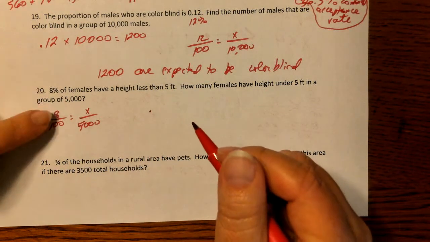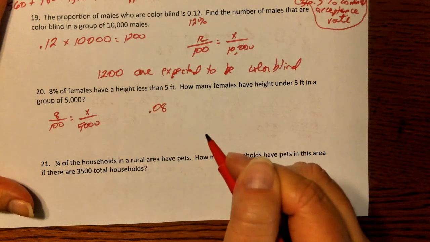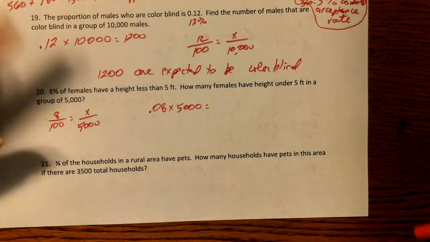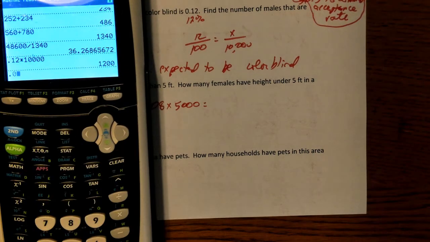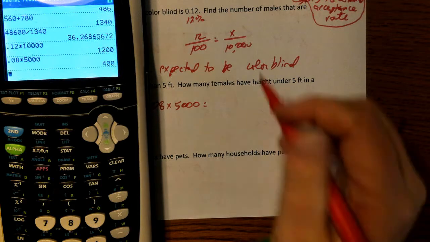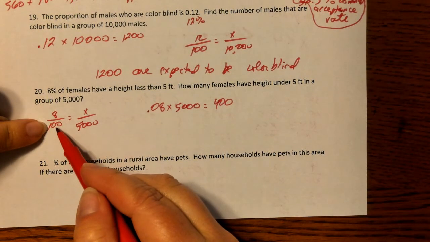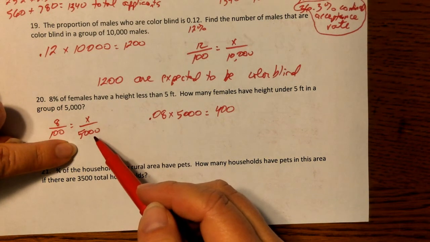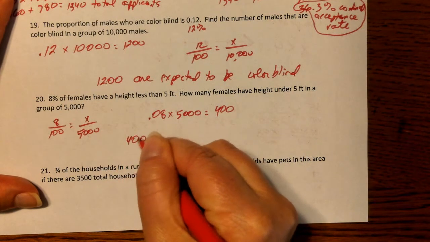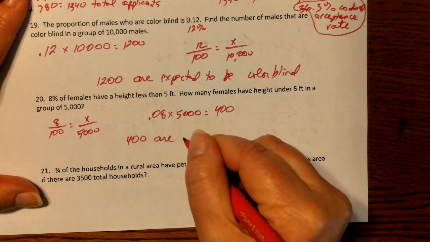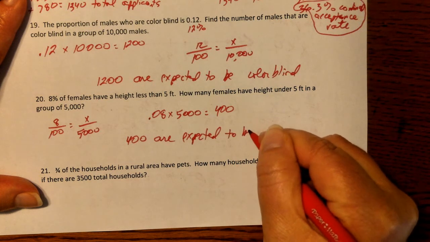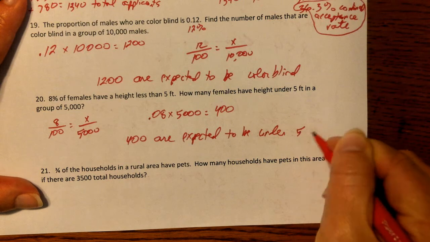Option 2 is to convert that 8% to a decimal, which would be 0.08, and multiply it by 5,000. You will get the same answer either way. I think multiplying the decimal is faster. So 400. So if 8 out of every 100 are under 5 feet tall, then we expect 400 out of 5,000 to be under 5 feet tall. So 400 are expected to be under 5 feet.